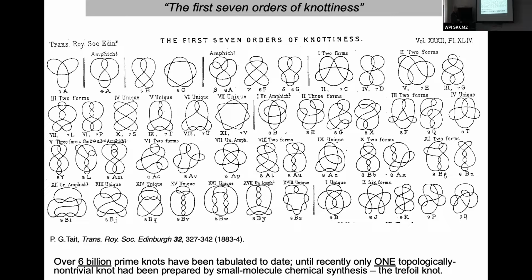And theoreticians have actually tabulated more than 6 billion different prime knots with up to 23 crossings. But until recently, chemists had only been able to make one topologically non-trivial knot. That's the trefoil knot up here. And this is really the reason why we became interested in this field, because obviously, if it's possible to make lots of different knots, chemists should be able to find out what sort of knot would be interesting for a particular purpose.